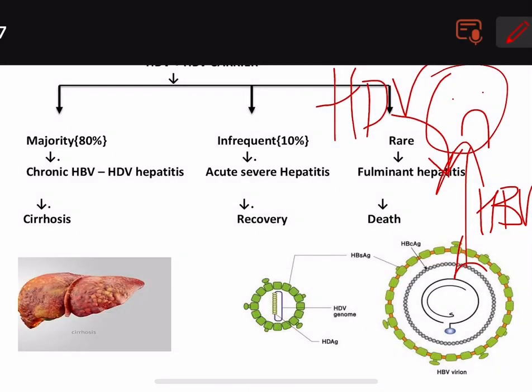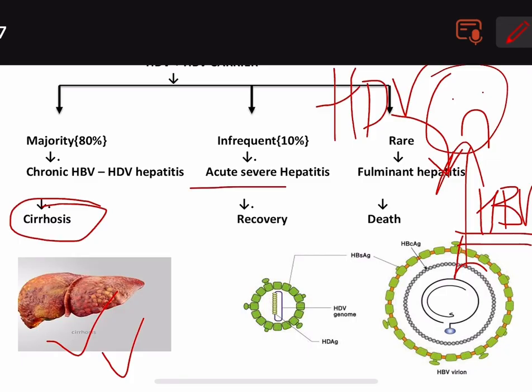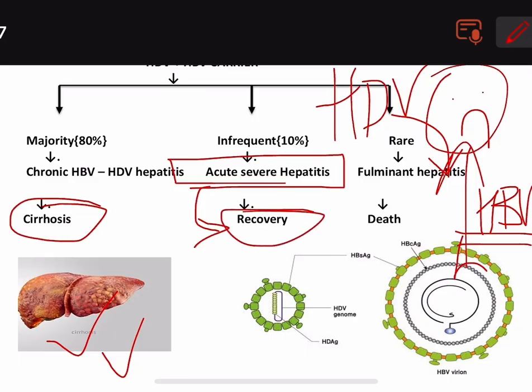So let us see what happens. In the majority of the cases, when a person who is already harboring HBV gets infected with HDV, he starts developing cirrhosis of the liver. Infrequently, it can result in acute severe hepatitis, but this acute infection resolves on its own and helps in the recovery of an individual. Rarely, it can result in fulminant hepatitis leading to death.